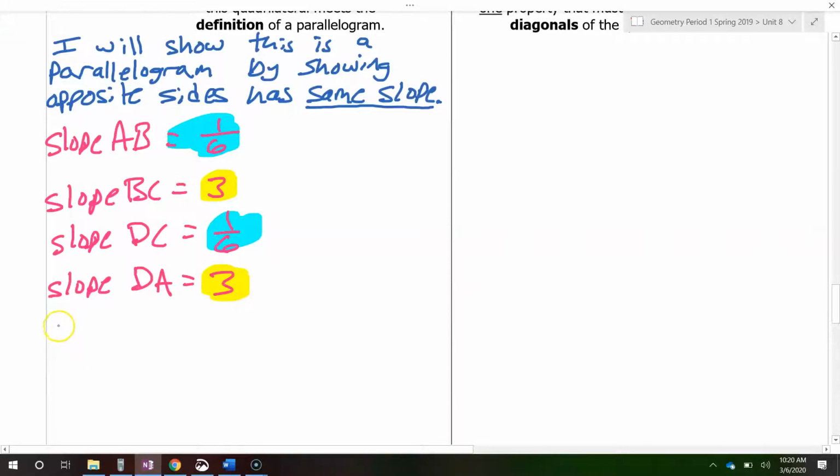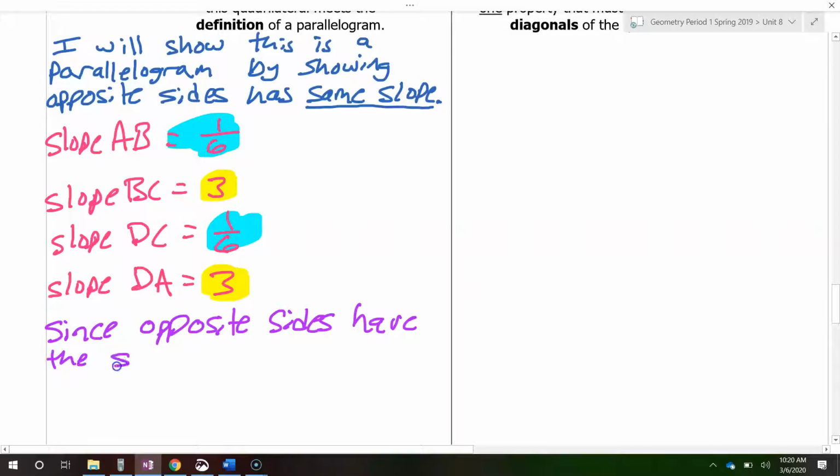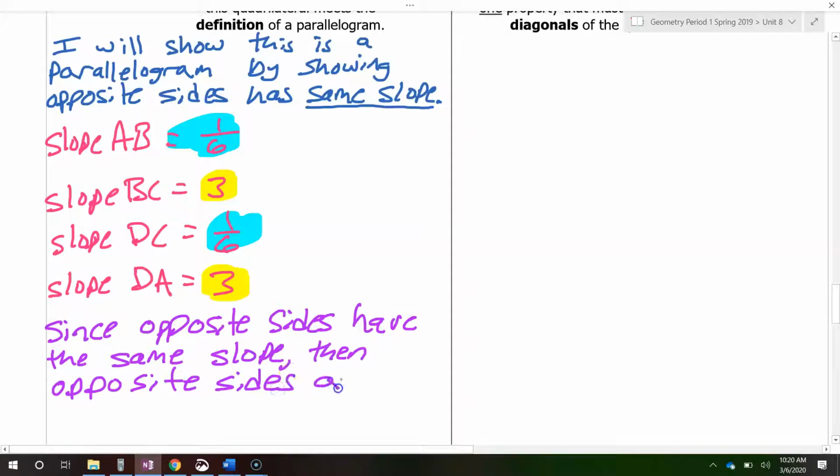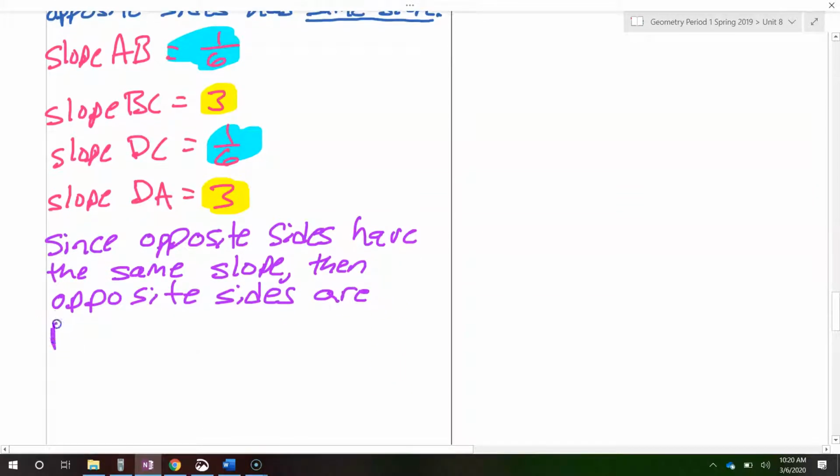All right. Since opposite sides have the same slope, then opposite sides are parallel. Therefore, this is a parallelogram.